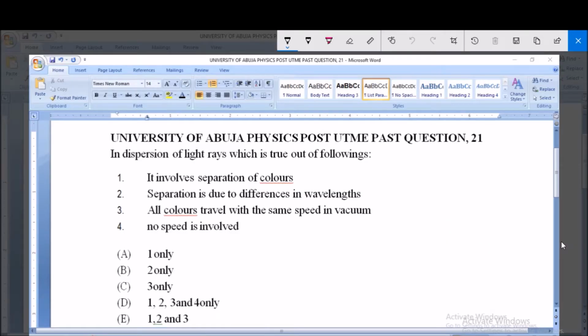Welcome. Today we'll be dealing with University of Abuja Physics Post UTME Past Question 21. In dispersion of light rays, which is true out of the following?